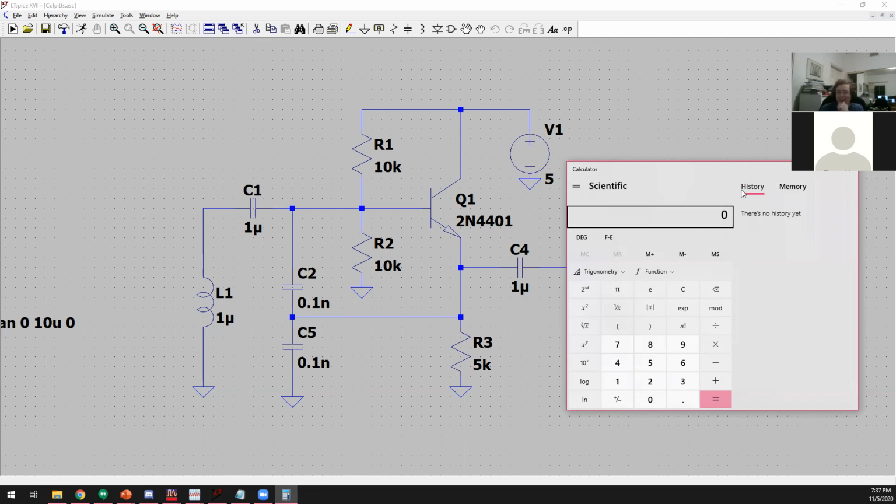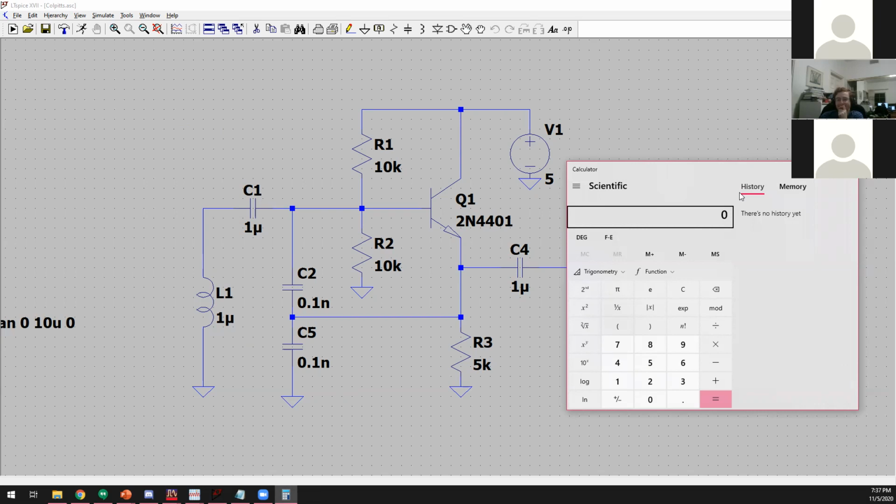Did anybody follow the last hour and a half? Okay. Well, we want 1 over the square root of LC, so I know the L term is going to be 1 microhenry in that term. Right. C, okay.